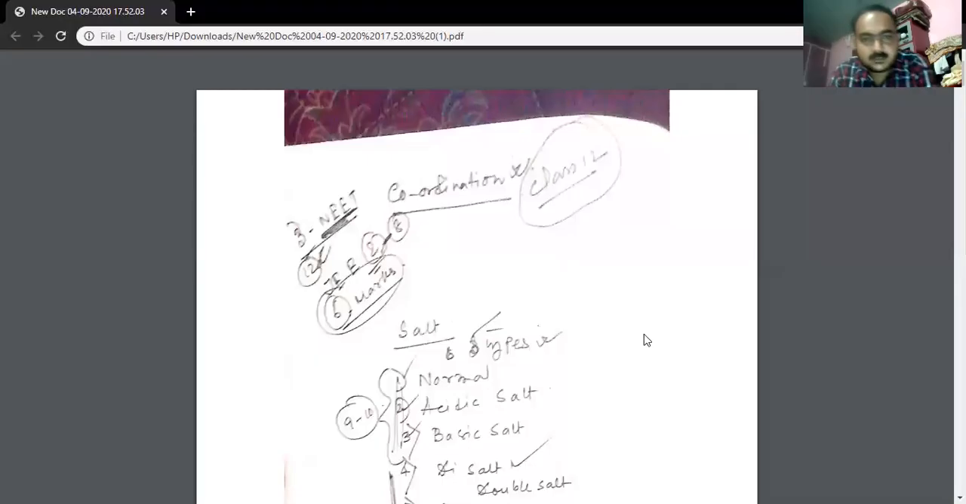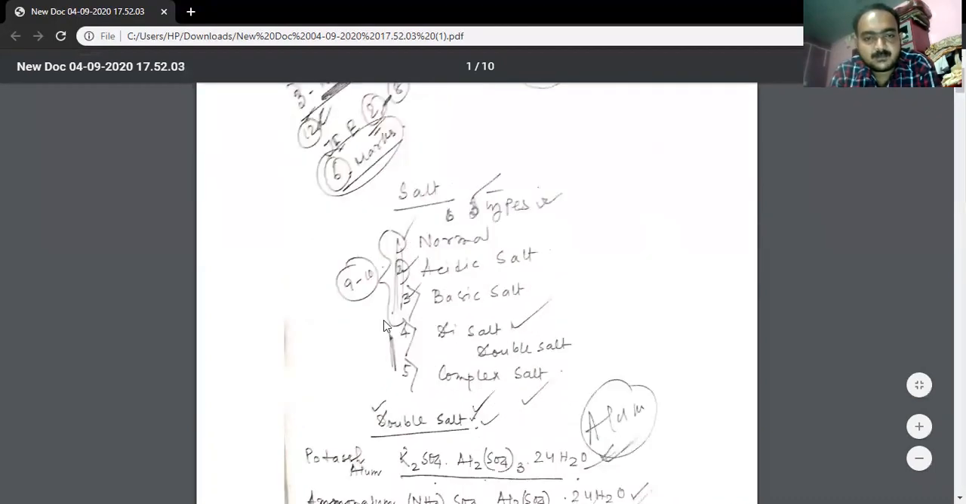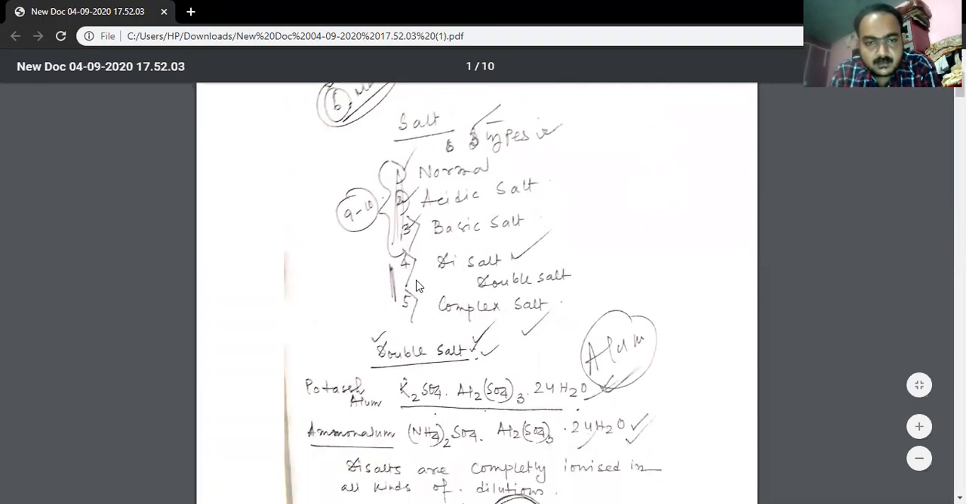Now we can see on the screen that generally salts are of five types. One is the normal salt, the second is the acidic salt, the third is the basic salt, the fourth is the double salt, and the fifth is the complex salt. In classes 9 and 10 we studied these salts, but in class 12 we will study complex salts.